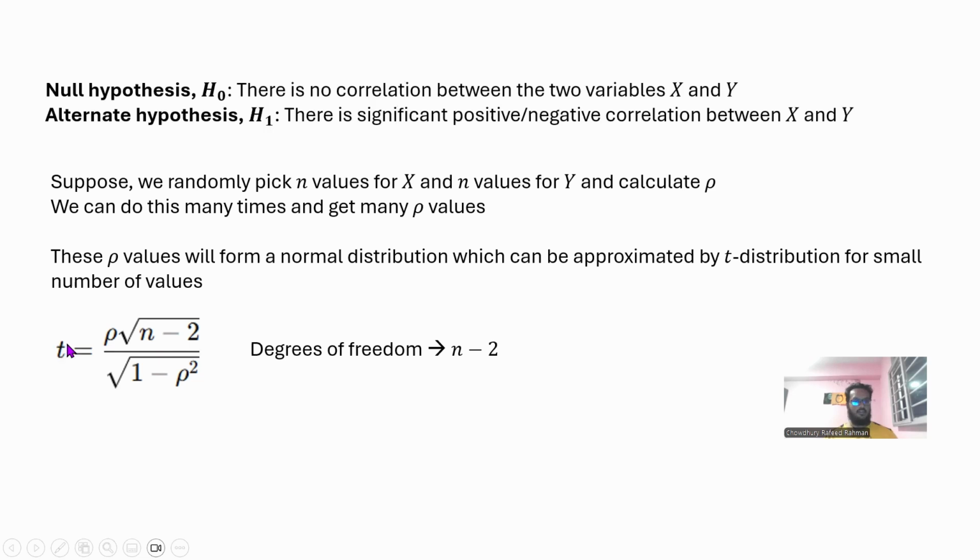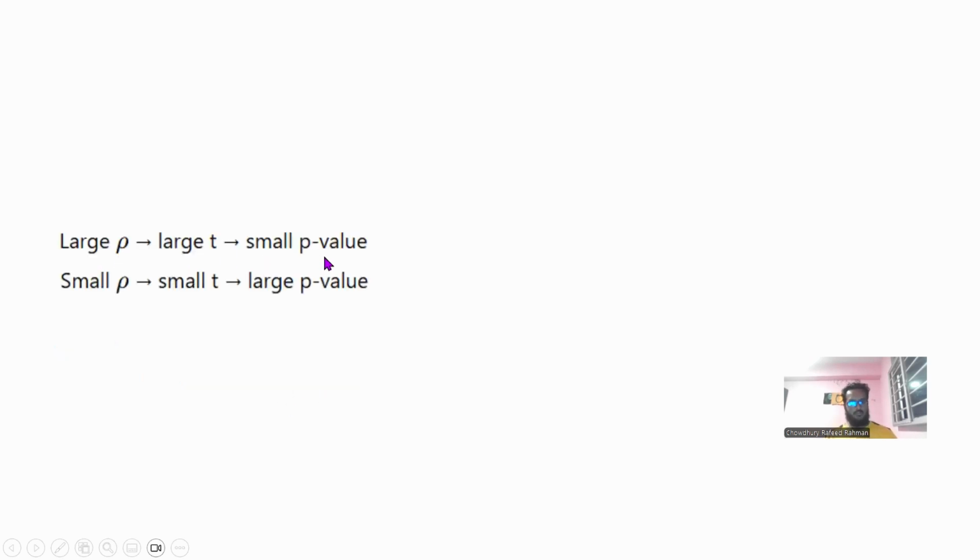Understand that in this formula, if we have a large rho value, then the t value will be larger, right? Suppose the rho value is 0.9, then this t value will also be much larger compared to when the rho value is 0.1. This is something you need to understand in detail. So basically, if you have a large rho value, you are going to have a large t value, and if you have a small rho value, you are going to have a small t value.